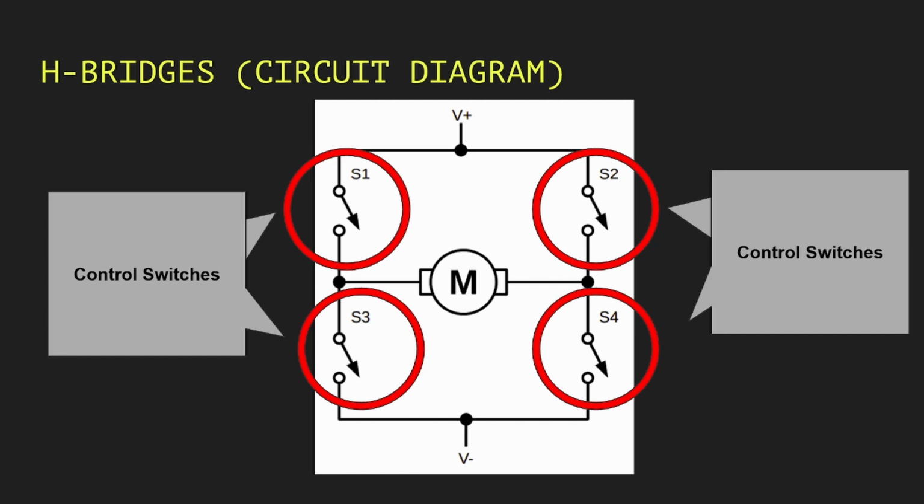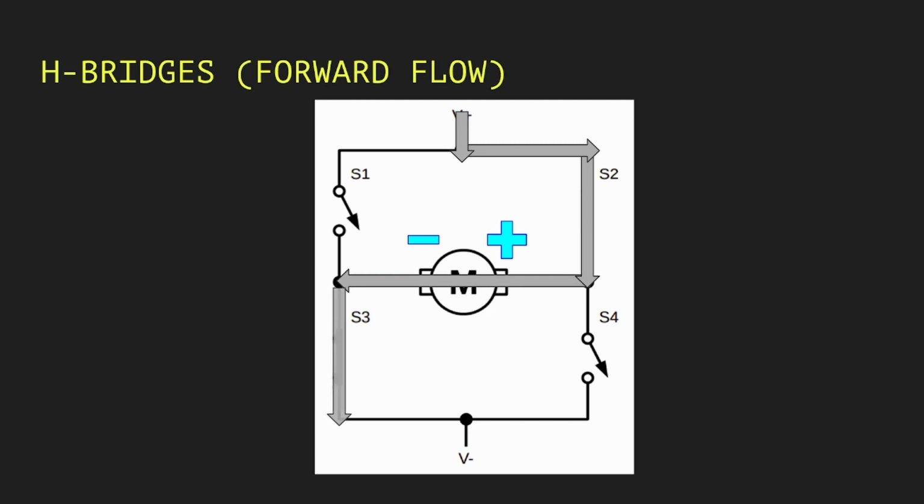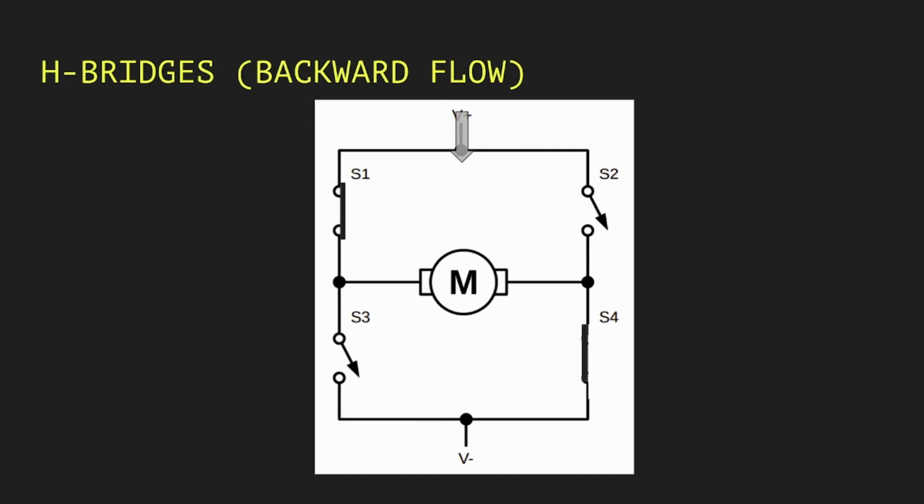These control switches help determine the direction of electrical current. So in forward flow, switch S2 and S3 are supposed to be closed. And in this case, it goes through the wire from right to left. And as a result of this, the motor has to spin in a certain direction. This allows the motor to, as we have mentioned, spin in a certain direction for a certain speed for a certain amount of time.